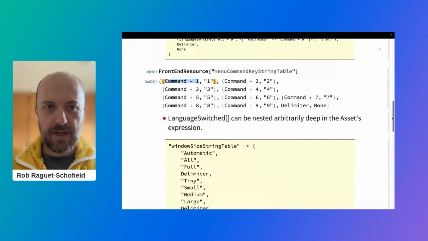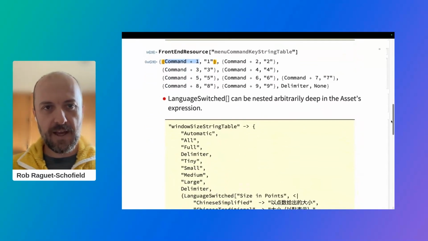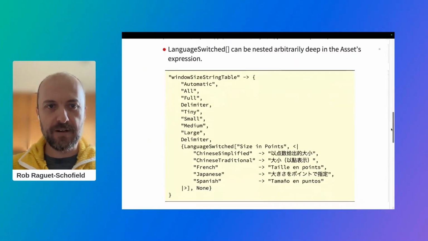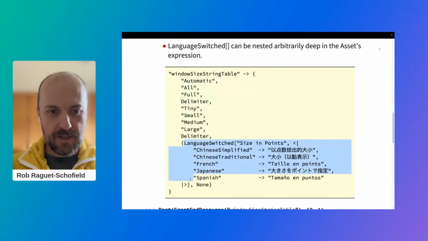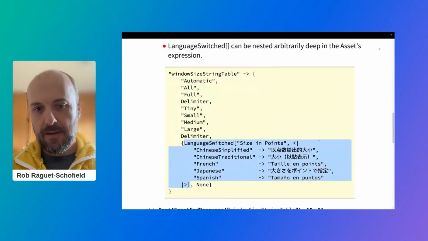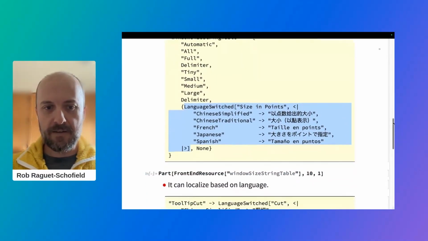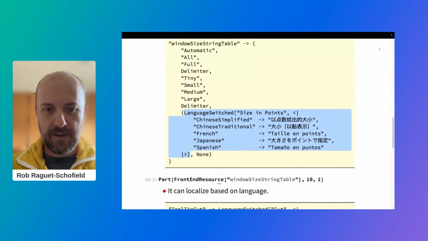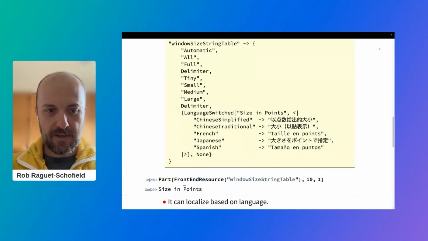Language switched doesn't have to be used at the top level of an asset value. It can be nested arbitrarily deep. So here's an example of that, where we have a bunch of common values that are used for all of the localizations. And then just this part right here is used. It differs depending on the localization. So we can get the resource value and kind of dig into it a little bit and get the part that's just different this way.